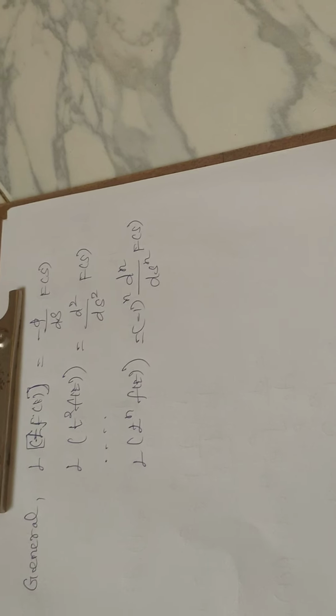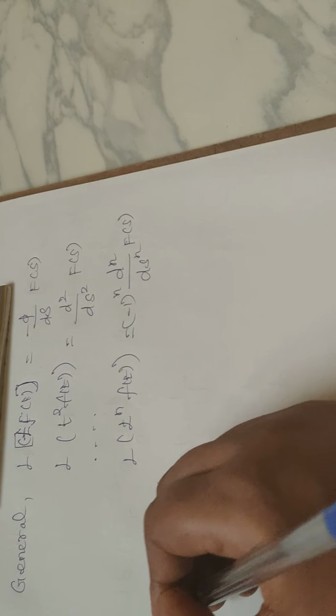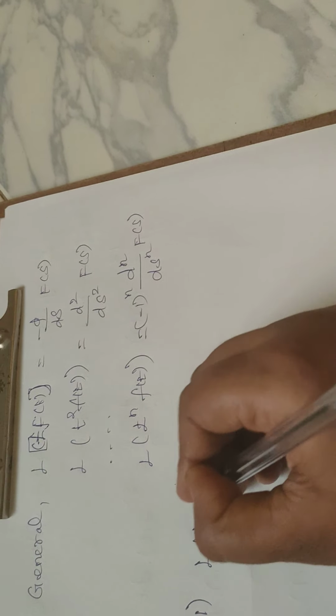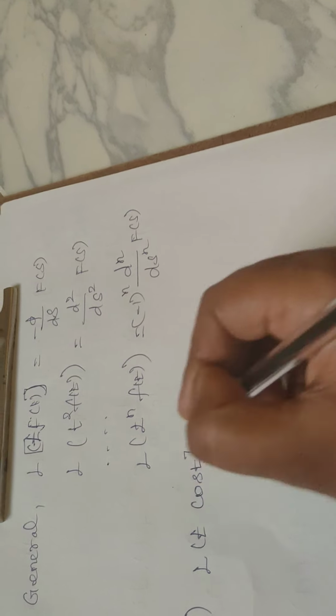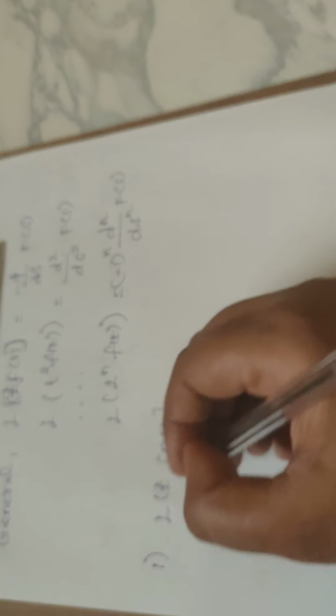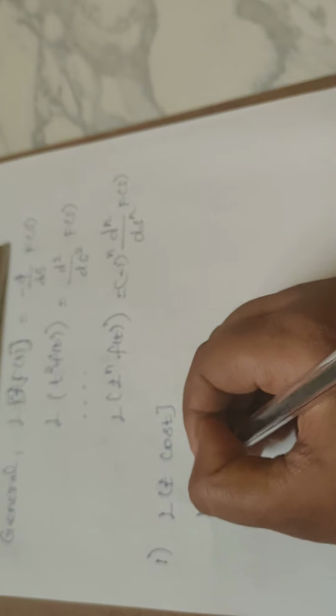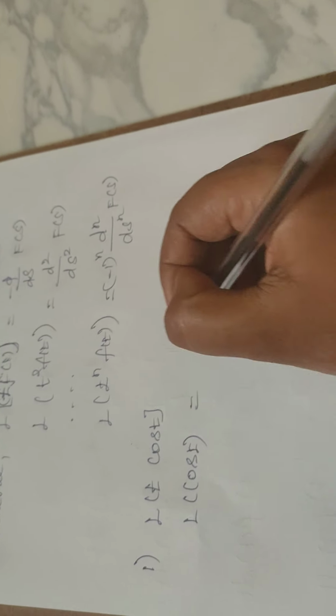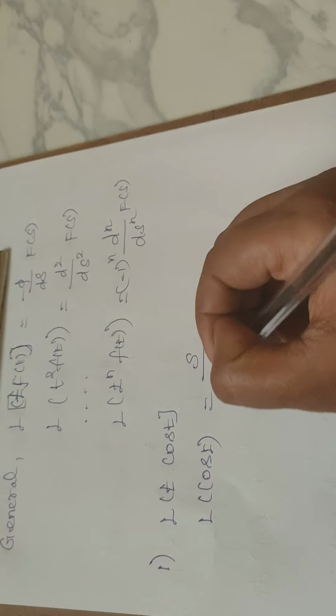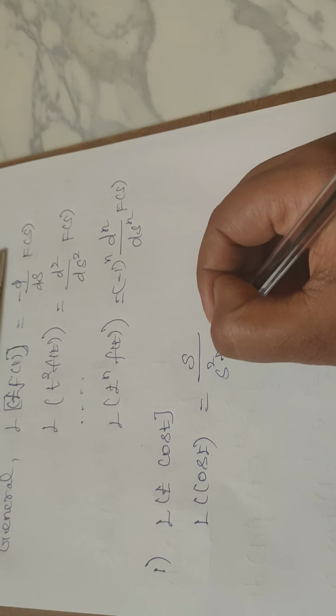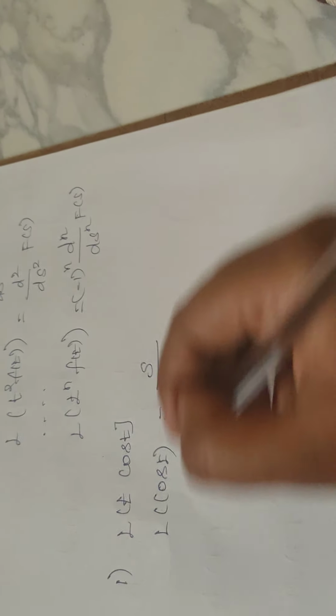Okay, now let us see the problem. L of t into cos t. How to apply the result? What is L of t into cos t? First we know L of cos t. What is the Laplace transform of cos t? It is s by s square plus a square, that is, with a equal to 1, s by s square plus 1 square.